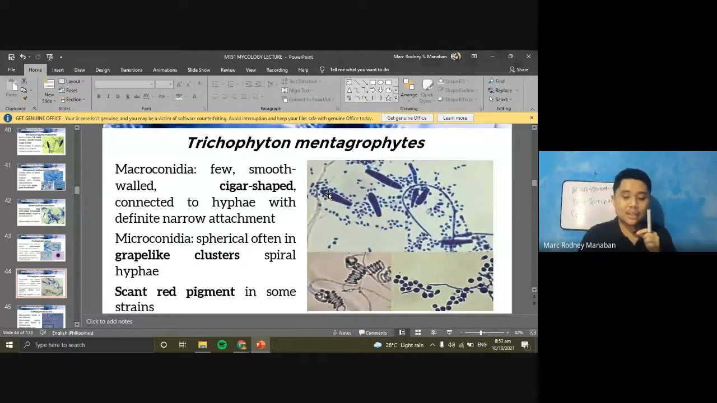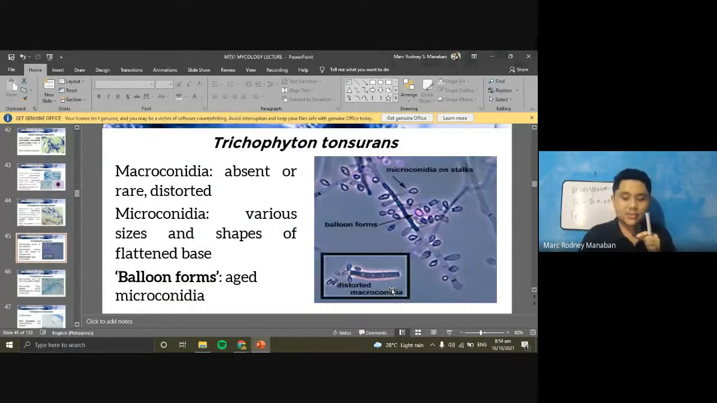That's for T. rubrum. Next, for T. mentagrophytes, Macroconidia are cigar-shaped, as you can see, but again only a few are produced. The Microconidia are spherical and in grape-like clusters. Very press the buzzer: grape-like clusters of Microconidia, T. mentagrophytes. Another important characteristic of T. mentagrophytes: urease positive, please take note, and hair baiting or hair perforation test positive, with V-shaped penetrations in the hairs. Please take note: T. mentagrophytes, urease positive, hair baiting positive, grape-like clusters of Microconidia. It can produce red pigment but it is not common and less than in T. rubrum.